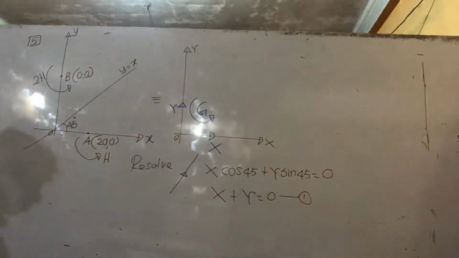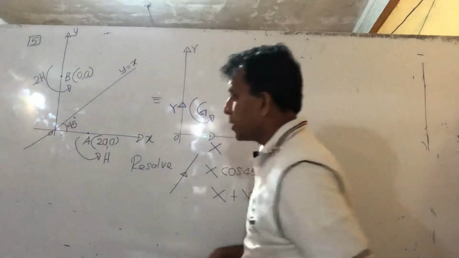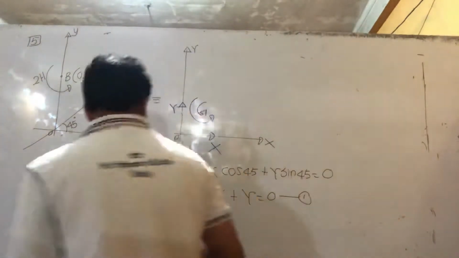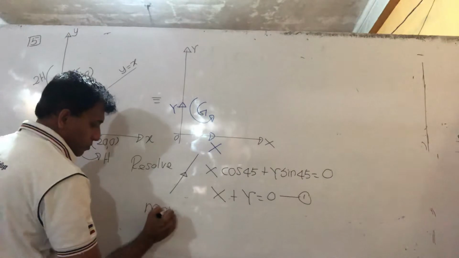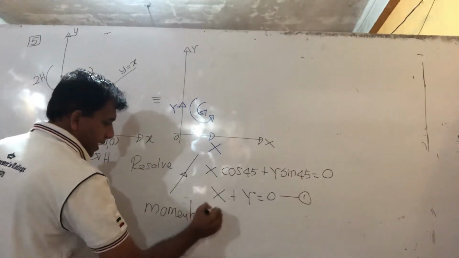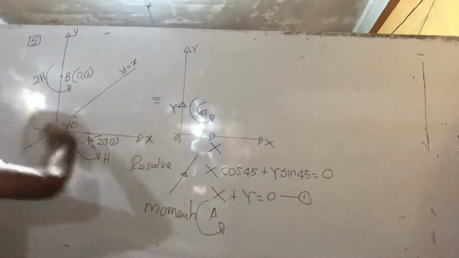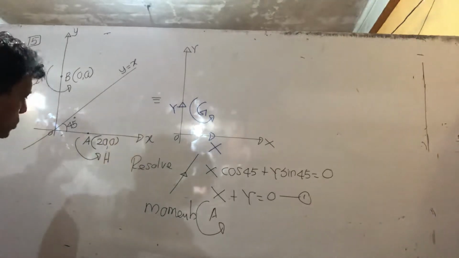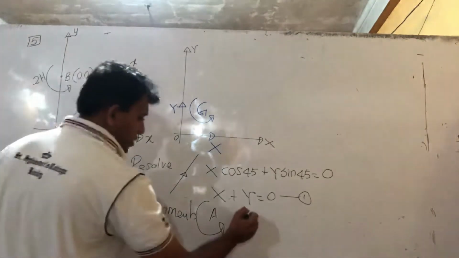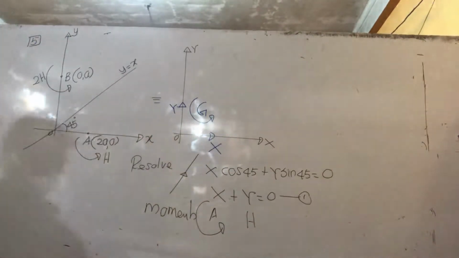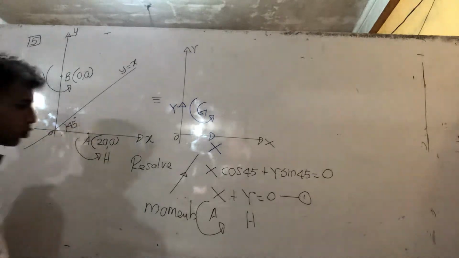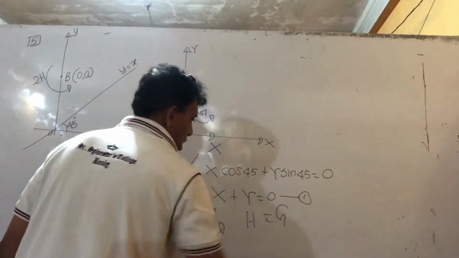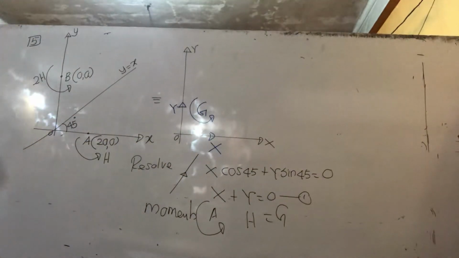Next we take the moments. They say the moment is capital H about A, and about B is 2H. First we take moments about A. Taking that direction, the algebraic moment equals the resultant moment. So about A, H equals G, the same direction, you can write it that way.